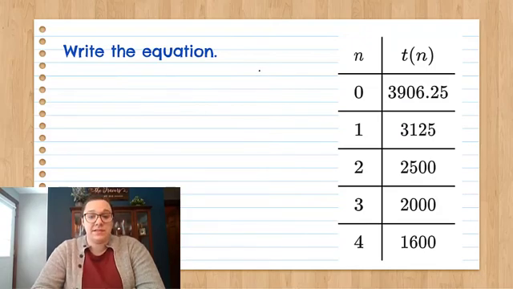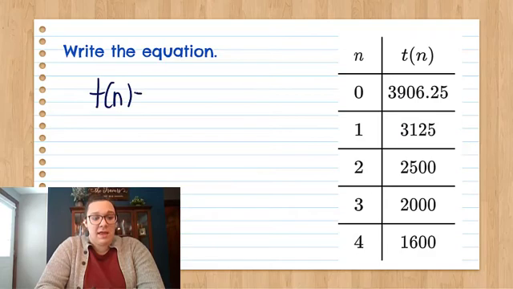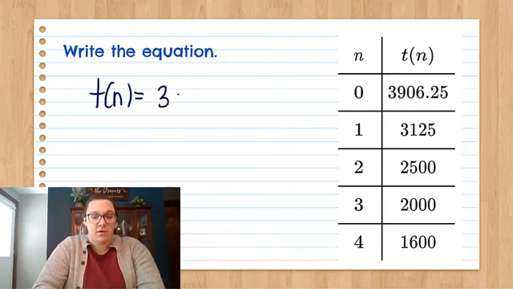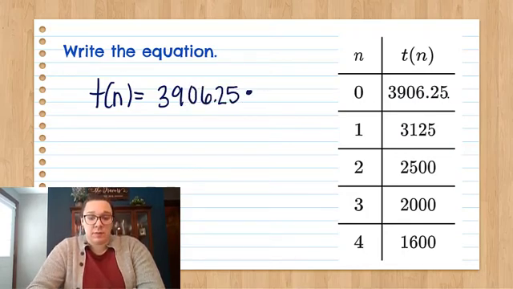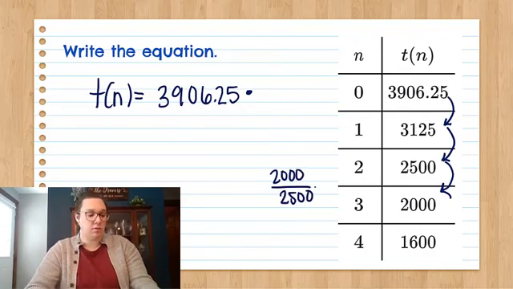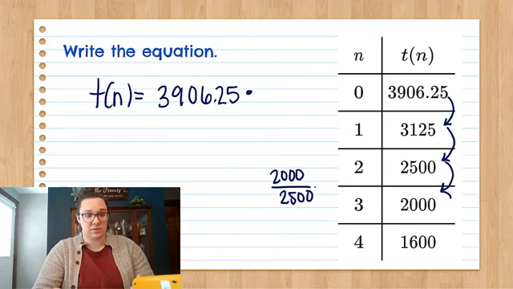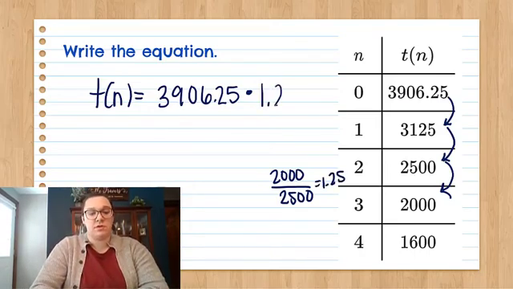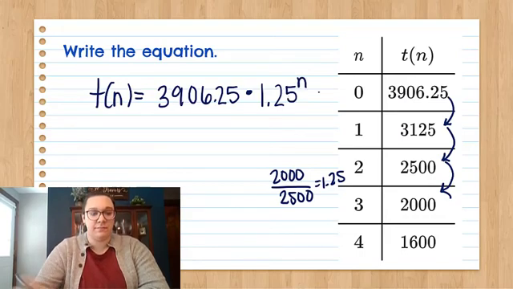All right, here's another one. Let's see what we can do with it. We have t of n, so a sequence again. And let's find our initial value. That's where n is 0. So here's my initial value, 3,906.25 times our multiplier. Let's find that. I'm going to pick two numbers next to each other to divide. I'm going to choose these two. It doesn't matter. I've got 2,000 over 2,500. That's actually the same as the last one. I just realized, 1.25 again. So times 1.25 to the n.